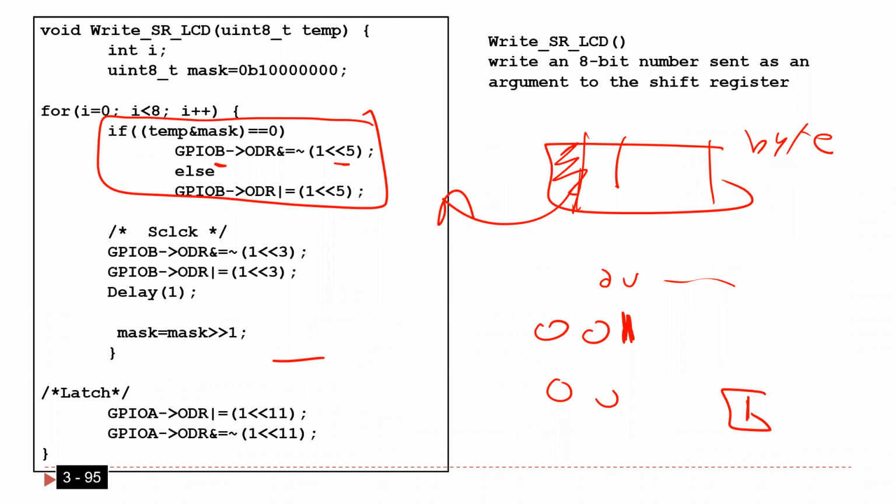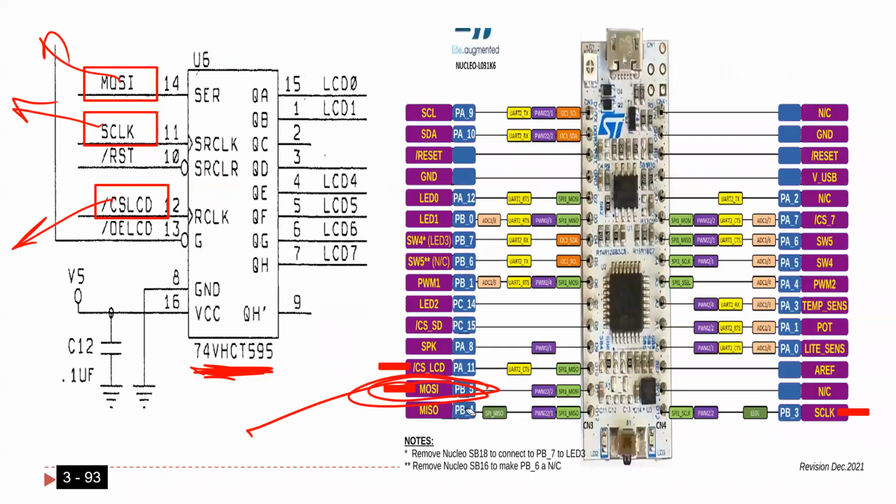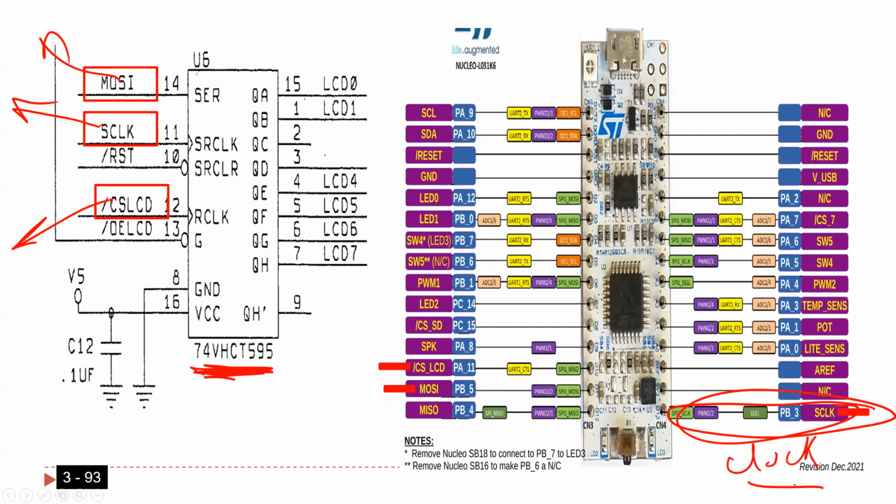Second, as I told you, once you write the bit, I need to input it. I need to shift it. And in order to input it, you have to generate a clock this way. On which pin do you have to generate this one? On B3. So let me come here. Yeah, B3. This is the clock. That's exactly what I explained.